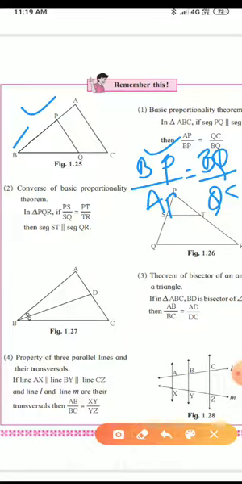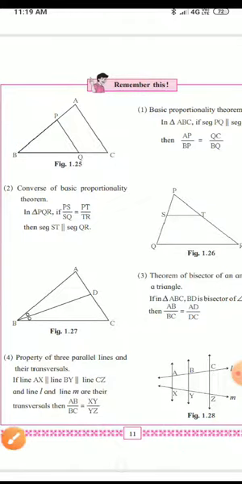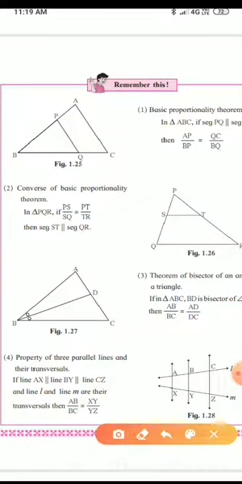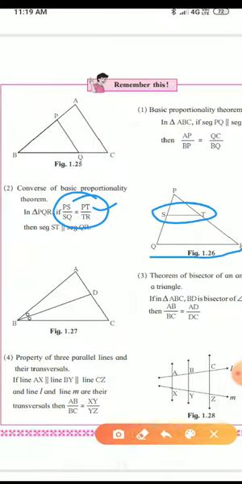And the converse of this theorem: when the ratio is given, then we can say that segment is parallel to the side of the triangle. Here is the converse of BPT. The ratio is given, so from this ratio we can say this segment ST is parallel to segment QR. Okay, so this is the converse of the basic proportionality theorem.